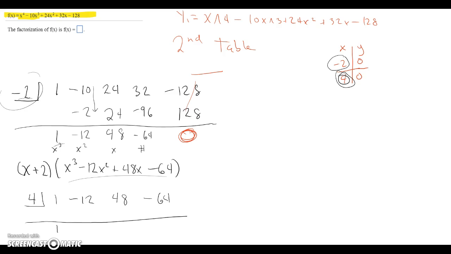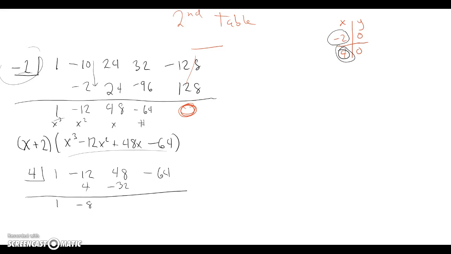We bring the first number down and continue. 4 times 1 is 4. -12 plus 4 is -8. -8 times 4 is -32. 48 plus -32 is 16. 4 times 16 is 64. Again, I know I did this right because I got a remainder of 0.